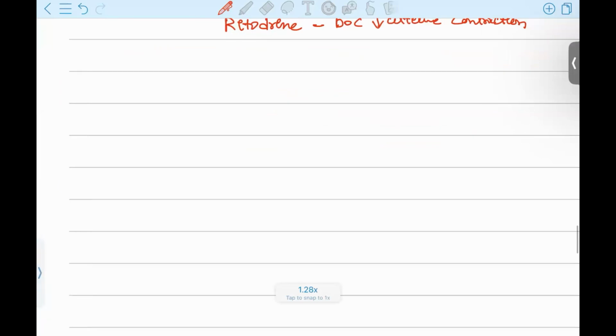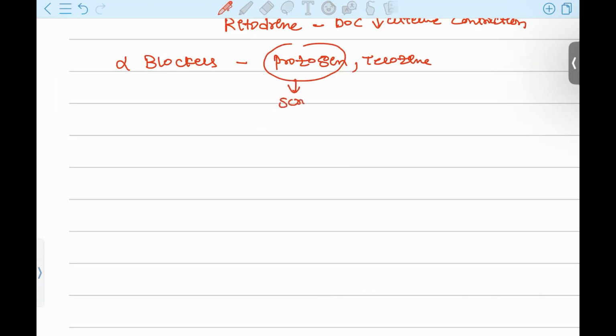Next, moving on to the alpha blockers. What are those alpha blockers? For example, you have prazosin. Prazosin, these drugs are your alpha blockers. Prazosin is used for scorpion bite. And also patients who are suffering from hypertension, and patients who are suffering from benign prostatic hyperplasia, prazosin will be used.